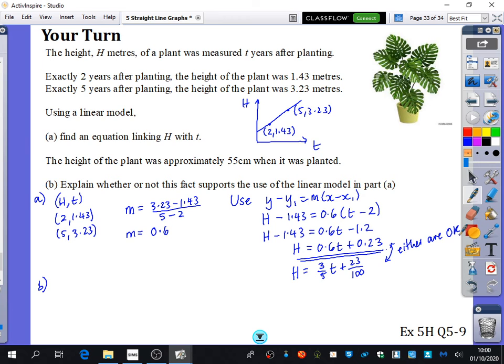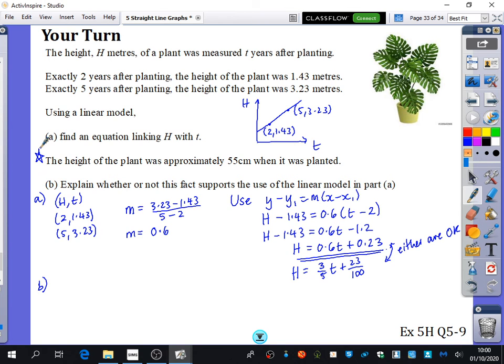Okay, so hopefully you've got to the equation that links h with t, and it asked for a linear model, so this should tell us it was like this. It was actually a question about a tree that I gave to my year 13, so it was very similar to this one. And then suddenly, after part A, they give you this new piece of information that we're going to need to do something with, and it says that the height of the plant was approximately 55 centimeters when it was planted. Explain whether or not this fact supports the use of the linear model in part A.